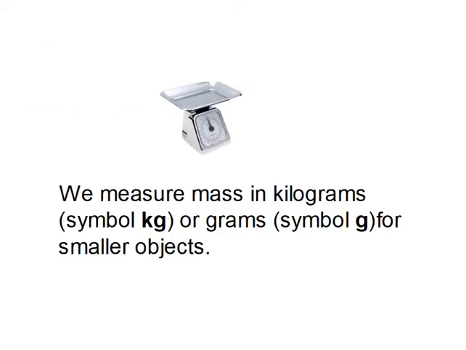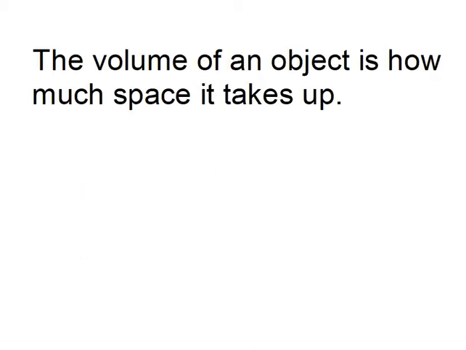We measure mass in kilograms, the symbol of which is a small kg, or grams, the symbol of which is a small g, for smaller objects. And the volume is the space that an object takes up.